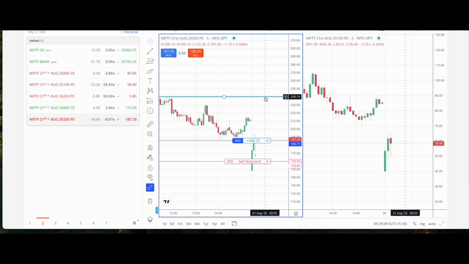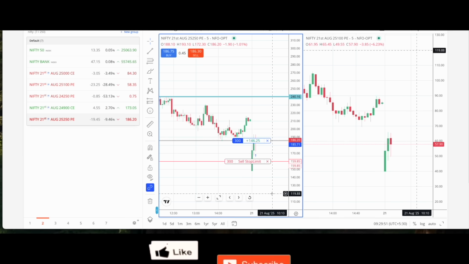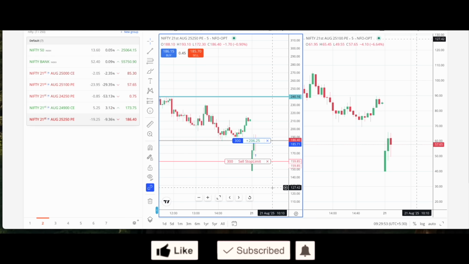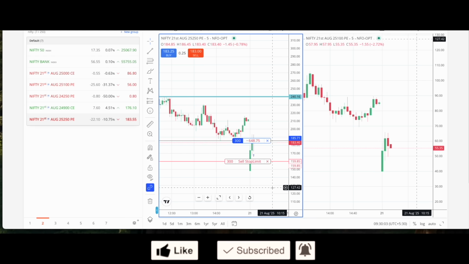So I will wait until 9:45. If I get the target, fine. If not, I'll book the loss today as well. Of course, during expiry, we will expect some kind of volatility in the market.